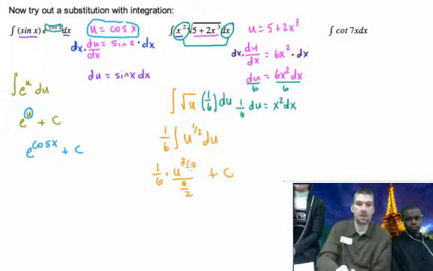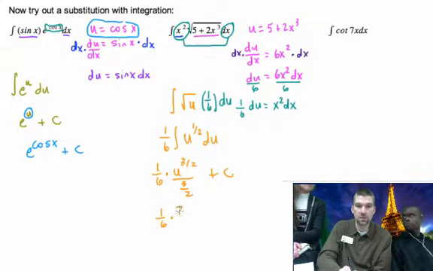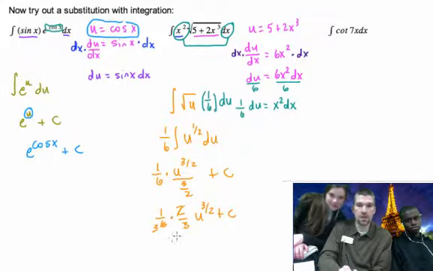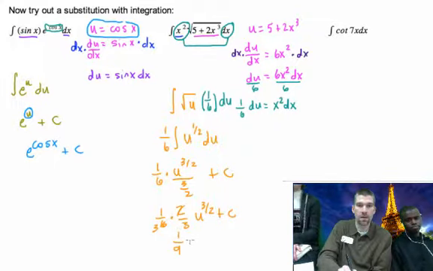So to finish this guy up, all we would do is clean up the fractions. So we're going to have 1/6 times the reciprocal, 2/3 times u to the 3/2 plus c. And lastly is just to reduce this all the way down. And this is going to end up being 1/9 u to the 3/2 plus c.